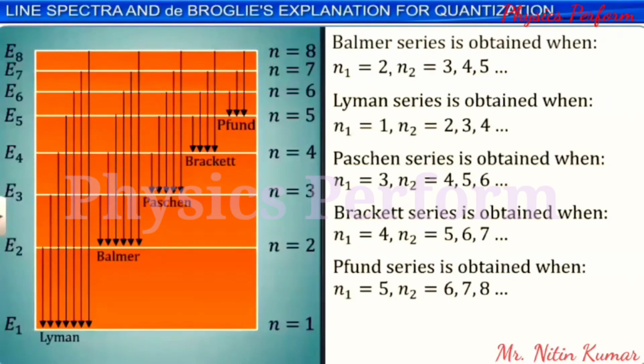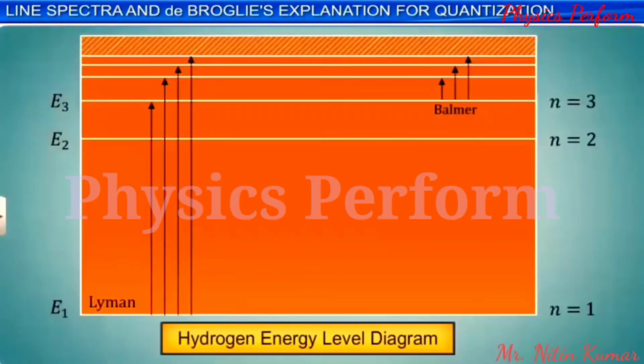Likewise, absorption spectra is also obtained when an atom absorbs a photon having an energy equal to the difference in energies of two levels, and it makes a transition from the lower energy level to the higher one. This is called absorption.